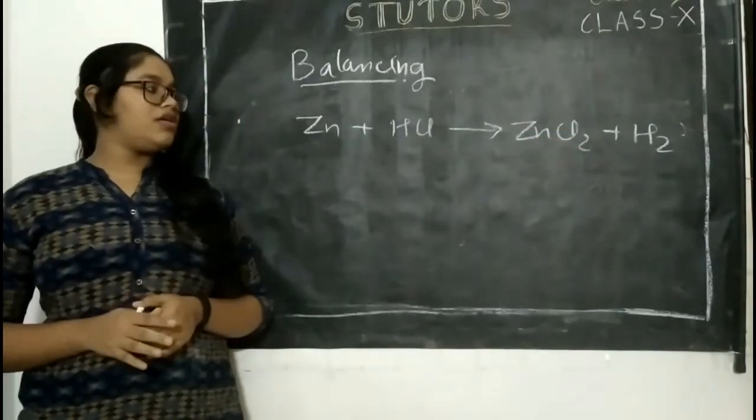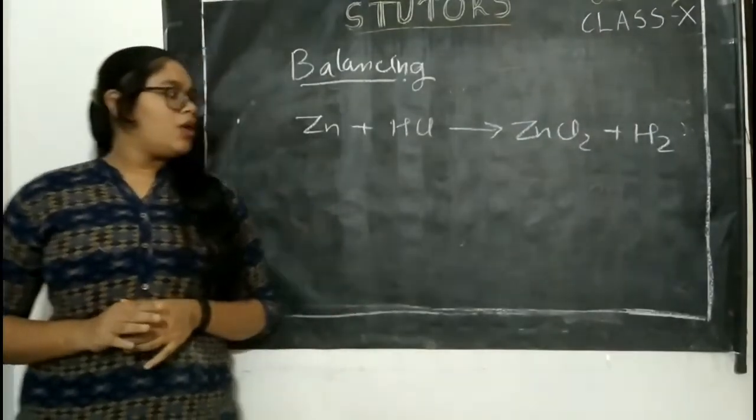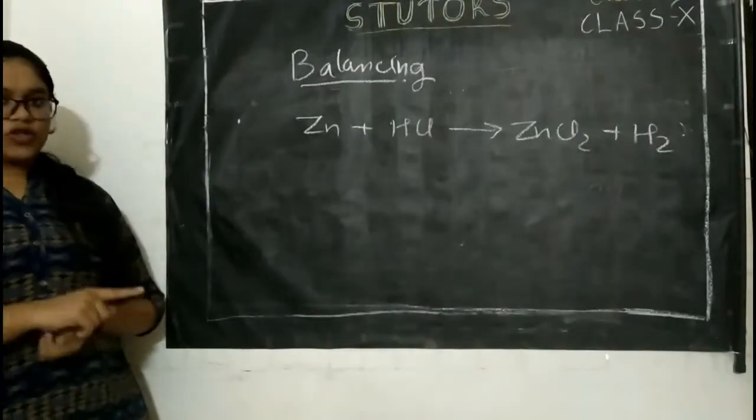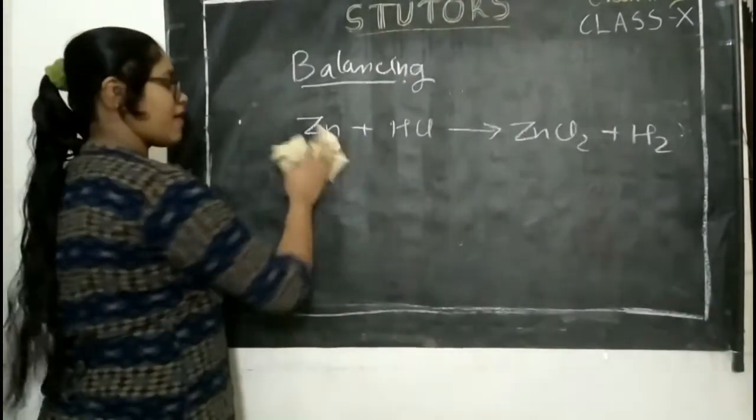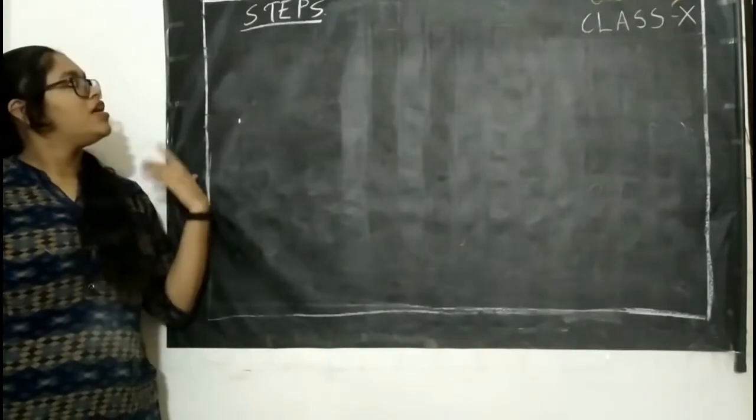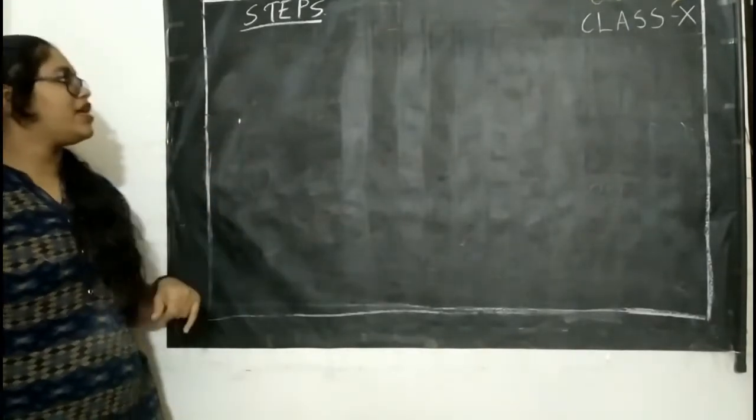That cannot be possible. Hence, we should balance this equation in order to make the equation obey the law of conservation of mass. So, we will move on to that. So now we will learn about the steps required for balancing a chemical equation.